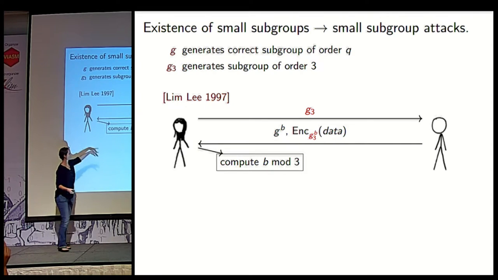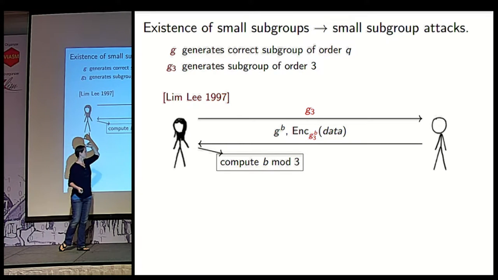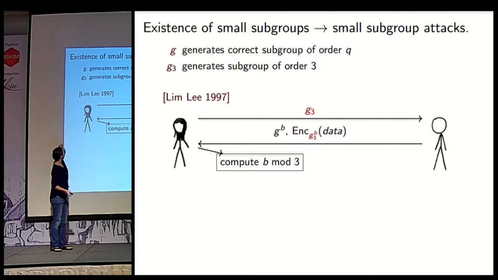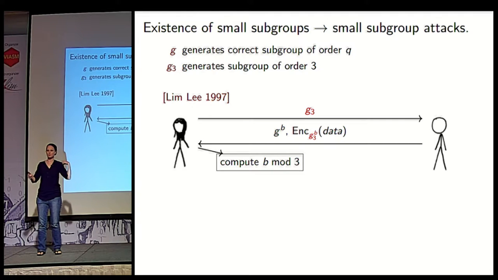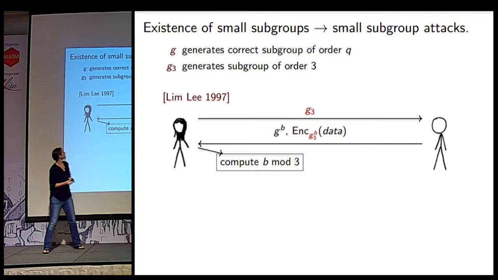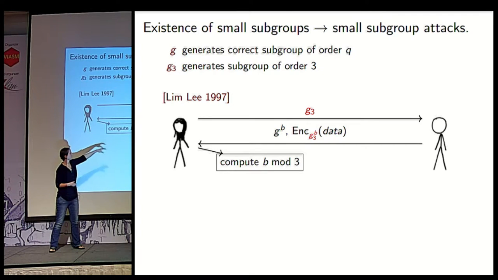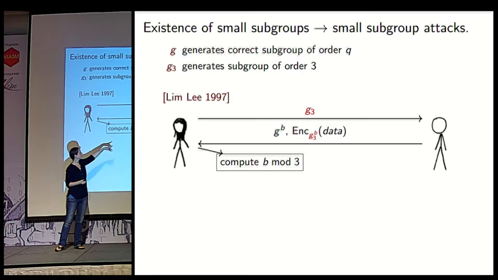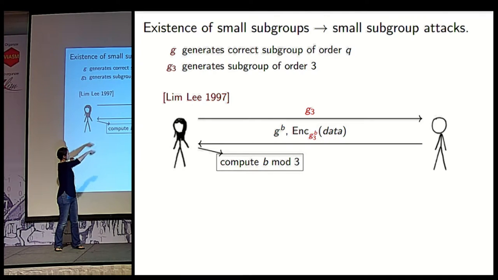So in the Lim-Lee attack, we have Eve, who is now malicious, so I guess it's Mallory, and we have Bob. Instead of sending a proper Diffie-Hellman key exchange value in the right group that Bob thinks he's working in, Mallory is going to send a generator of the subgroup of order 3 mod p, assuming that p minus 1 has a factor of 3. Then Bob, when he computes, so Bob is going to send a normal Diffie-Hellman key exchange value g to the b. Does this work? No, it doesn't work.